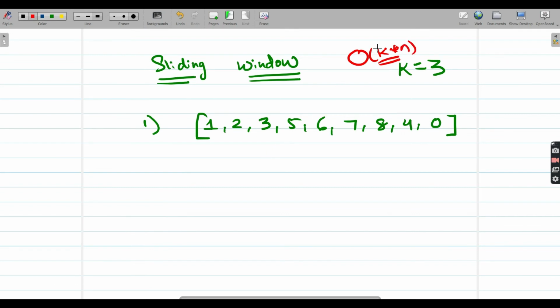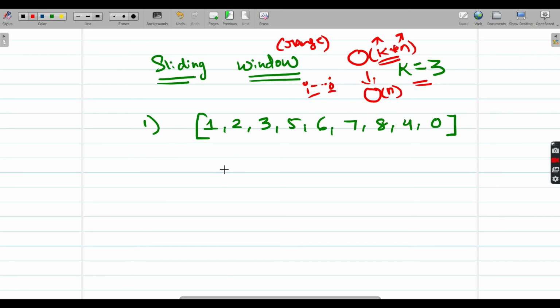Because k is for the inner loop and n is for the outer loop. Now we would like to reduce the time complexity, as I said, from big O of k into n to big O of n. Sliding window is nothing but, the word slide means, as you can see in basic terms, you need to shift, either left or right. And window is nothing but this k. I mean, window is nothing but a range. To be precise, window is nothing but a range, for example from i to j.